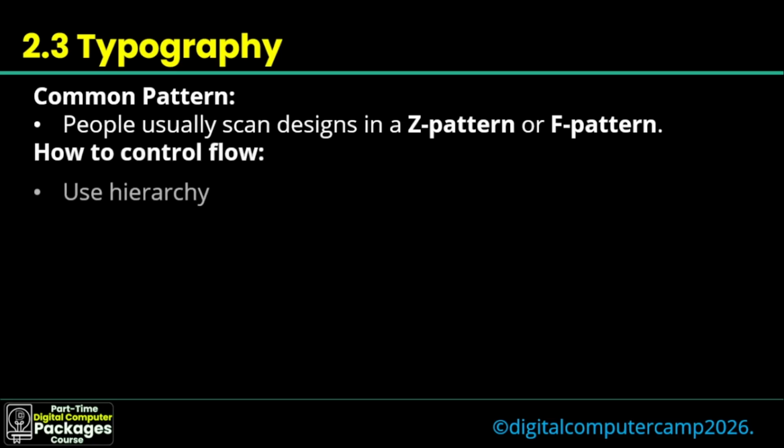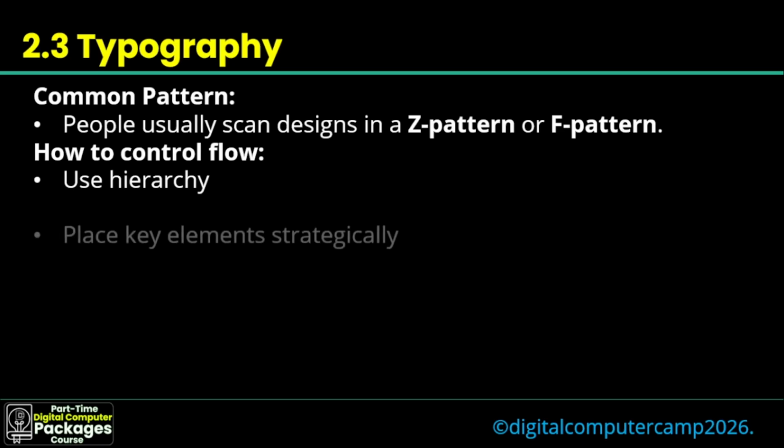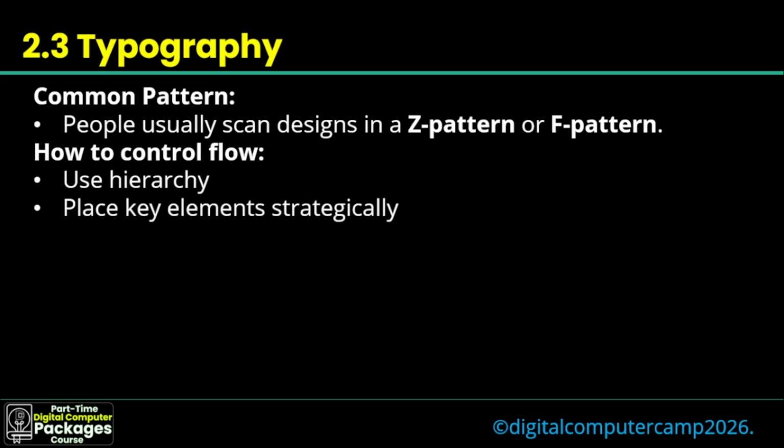How to control the flow? Use hierarchy. That one is a design principle. Hierarchy, for example, heading 1, heading 2, different colors. Then place key elements strategically, and guide attention using size and color. Now that concludes module 2 of our graphic design with Canva.